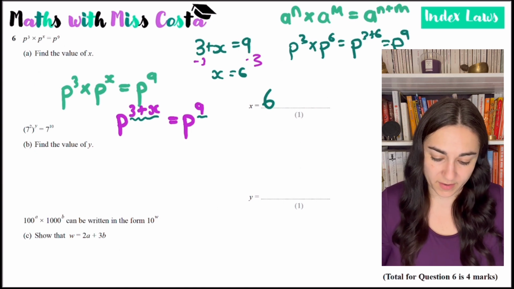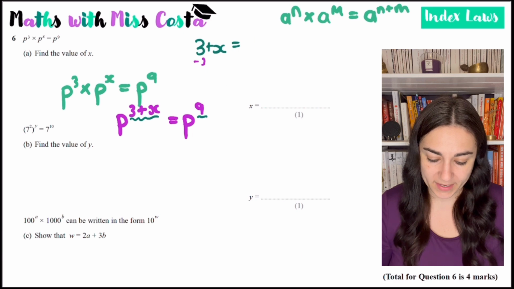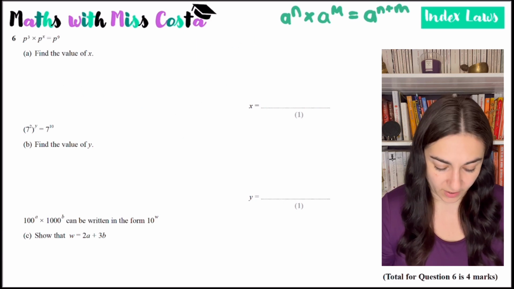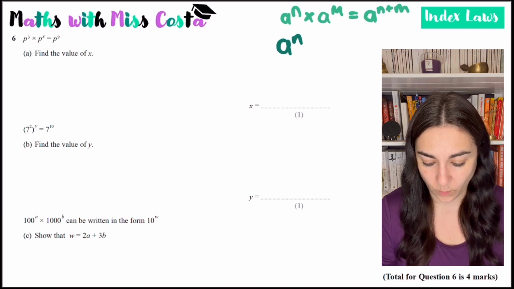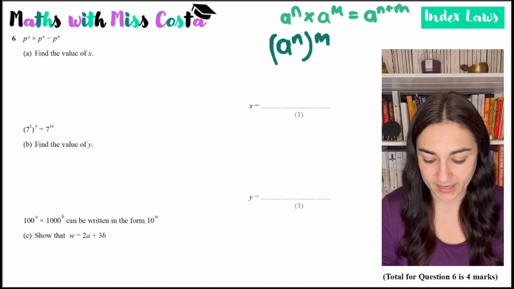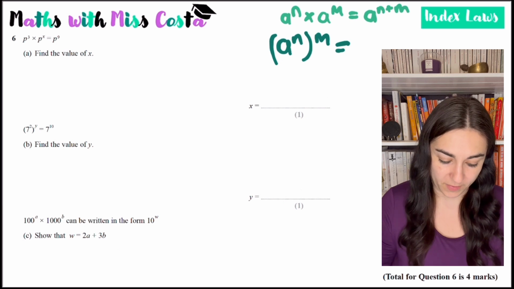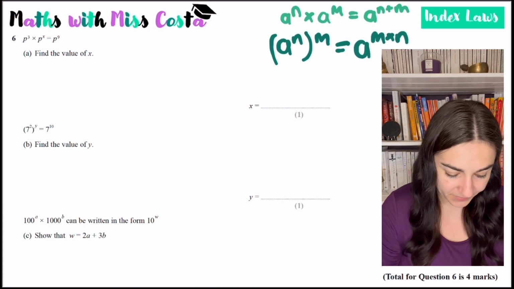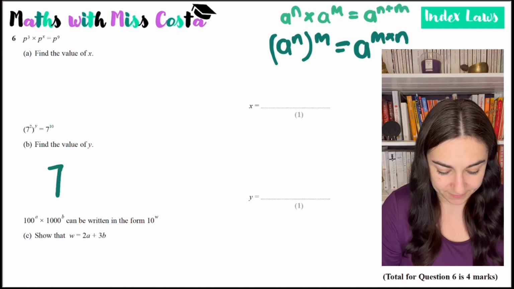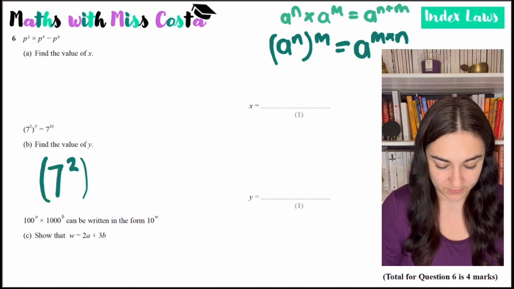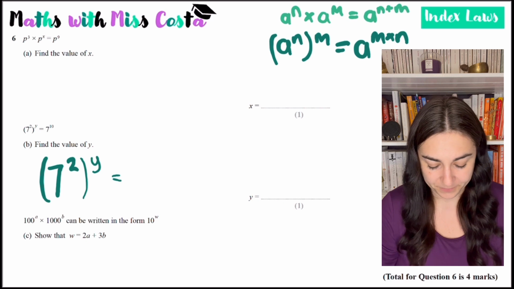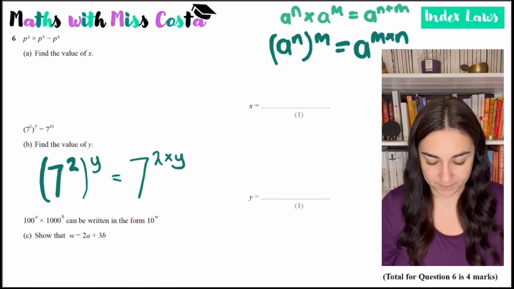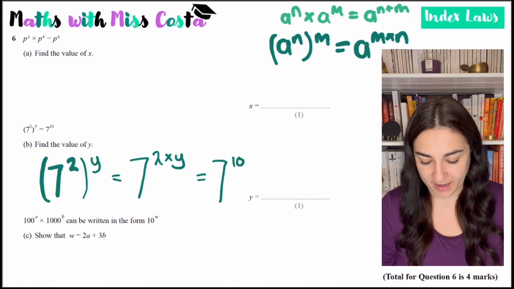For the next one, we've got the law of brackets. So when you're multiplying indices in brackets, the quick shortcut version of the law is whatever the power is inside the bracket, you multiply it with the power on the outside of the bracket. So that would become a^(m×n). So I know that 7 to the power of 2, all to the power of y, is the same as saying 7 to the power of 2 times y. And I know that equals 7 to the power of 10.